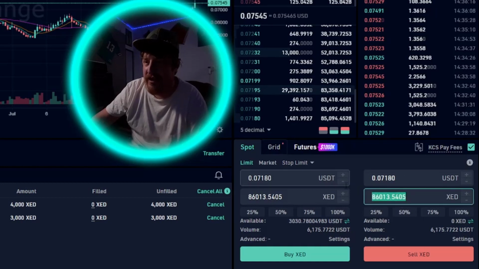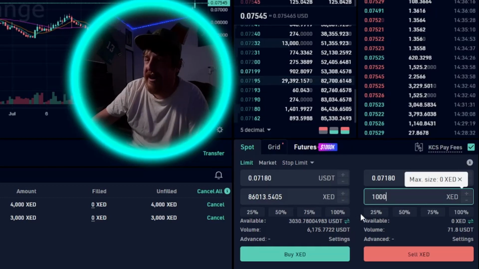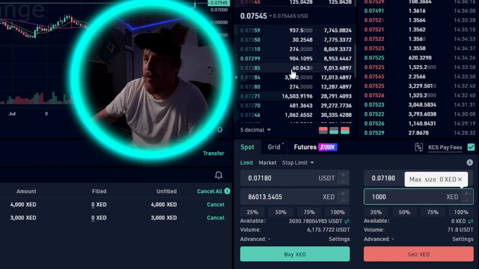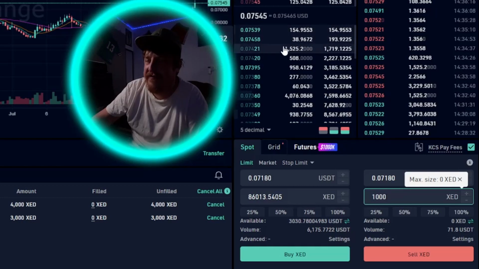Say I put down again like 1,000. Doesn't mean I'm automatically selling 1,000 XED at this price. What it'll do is it'll start with this top one. That's only 154. This is only 38. So, it's going to end up needing to use these first 3. This one's obviously enough. It's 15.25. So it'll fill part of my order at these 2 prices and fill the rest here.